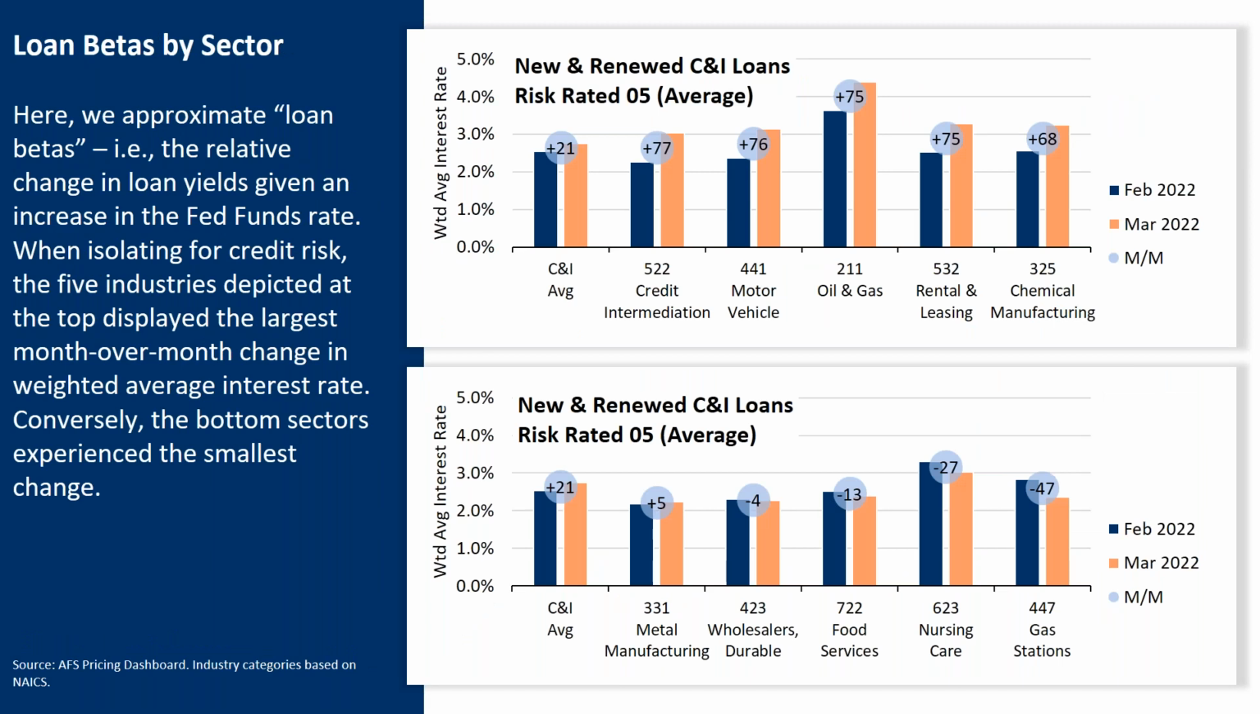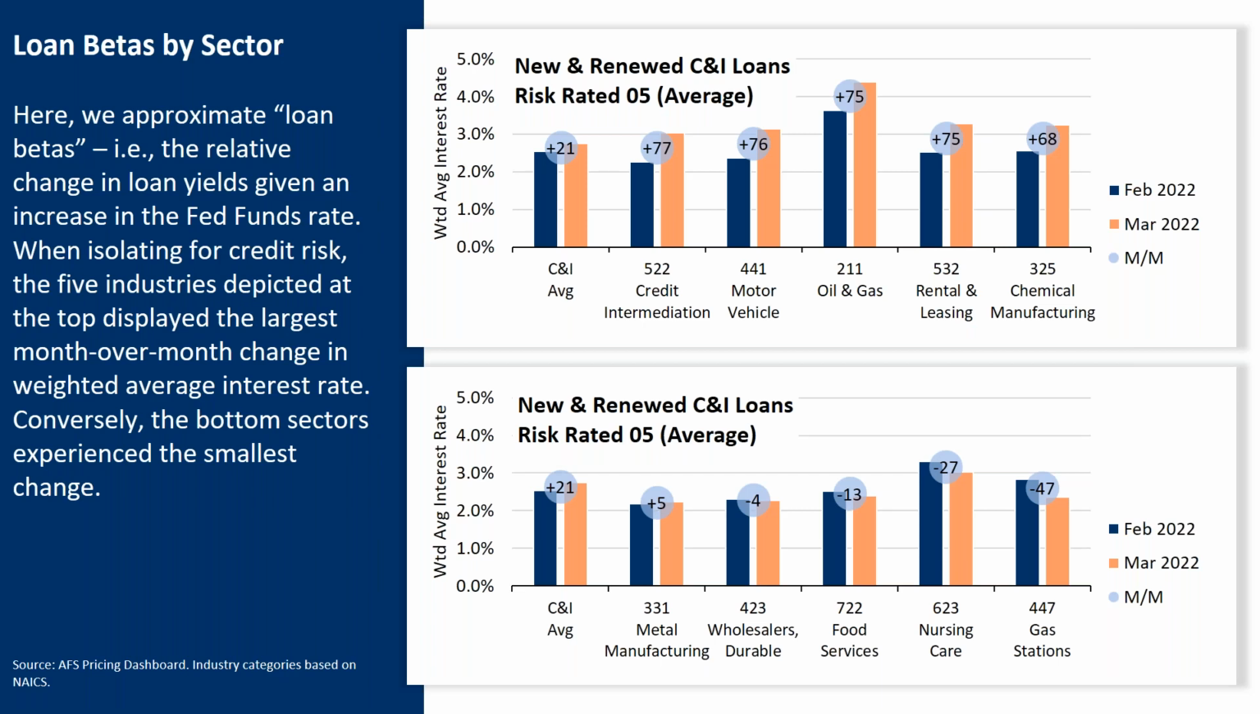Now, like geography, industry is another dimension against which pricing can vary quite considerably, both in terms of average interest rates and trend sensitivity. I want to go back to a term that Don used, which was loan betas, which is really defined as how much of the change in the Fed funds rate is passed through into loan rates, say weighted average interest rates. I've tried to approximate here loan betas for 10 industry subsectors, 10 three-digit NAICS industries. To isolate for credit risk, I'm just looking at loans risk rated 05, which is average on our standardized obligor risk rating scale. That way, if we see a change in pricing, it's not attributable to a change in credit quality. Rather, it really is that pricing went up or down in that particular subsector.